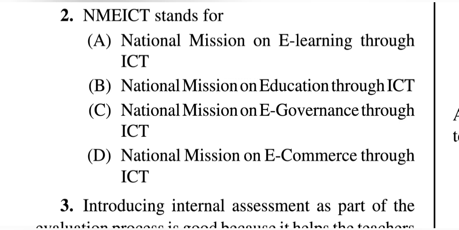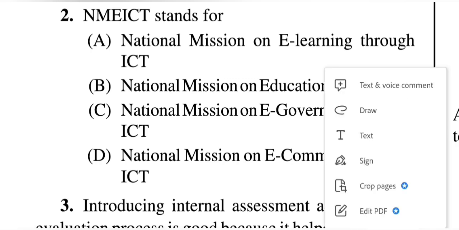What will be the correct answer of this question? B is the correct answer. That means National Mission on Education through ICT. ICT means, you all know, information and communication technology, or what was that? I have forgotten. Okay, please verify it.